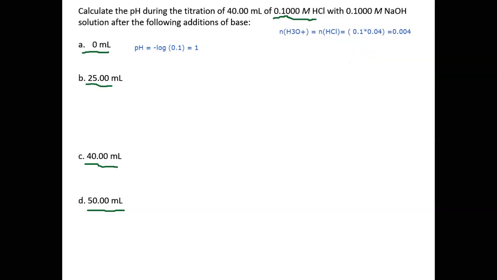Now we need to find the moles of hydroxide. So we're using 0.1 times 0.025. And that's the moles of hydroxide at 25 milliliters. So now we're going to be using this equation. And so all the hydroxide is going to react with H plus to produce H2O. So we're going to need our little modified ICE table.